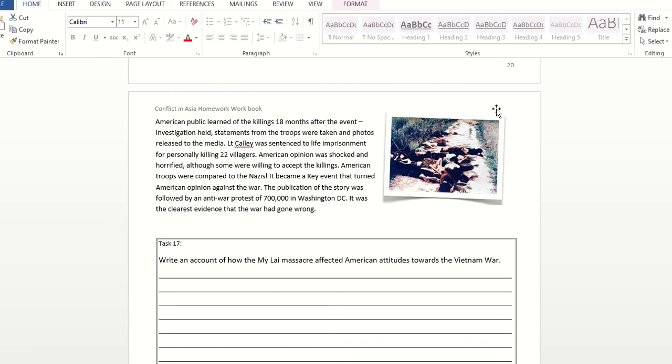18 months later, pictures and the story of this massacre made it into the American press. This shocked the American public. They were ashamed that their army could do something like this. And what followed was the biggest anti-war protest the Americans had seen, with 700,000 protesting in Washington.